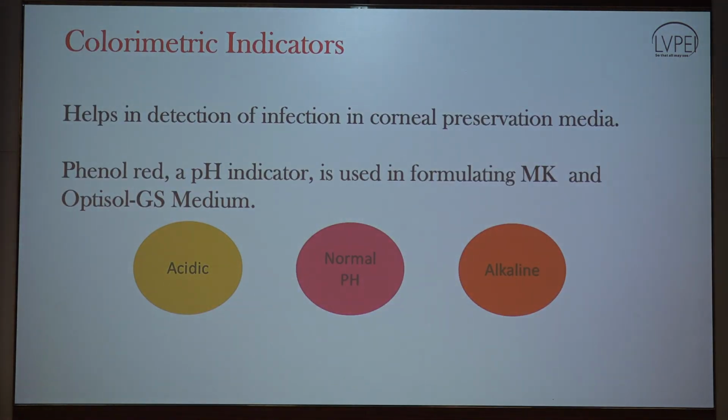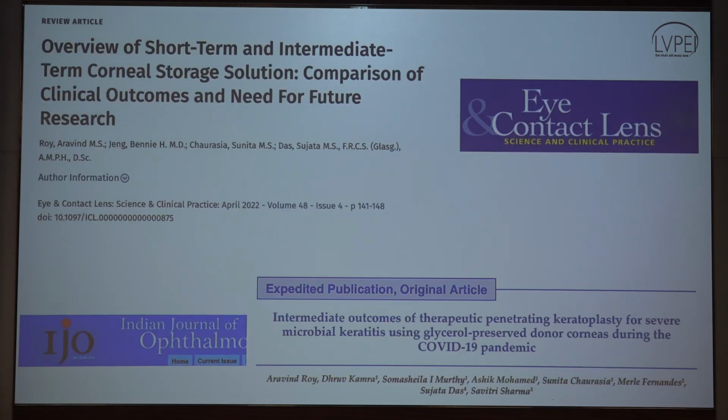Colorimetric indices have been added to the media, and usually the normal pH is pink, but when it turns acidic or alkaline, there is a color change to yellow or red, and this indicates that there is a growth of microorganisms. These are some of our experiences with the tissue media.